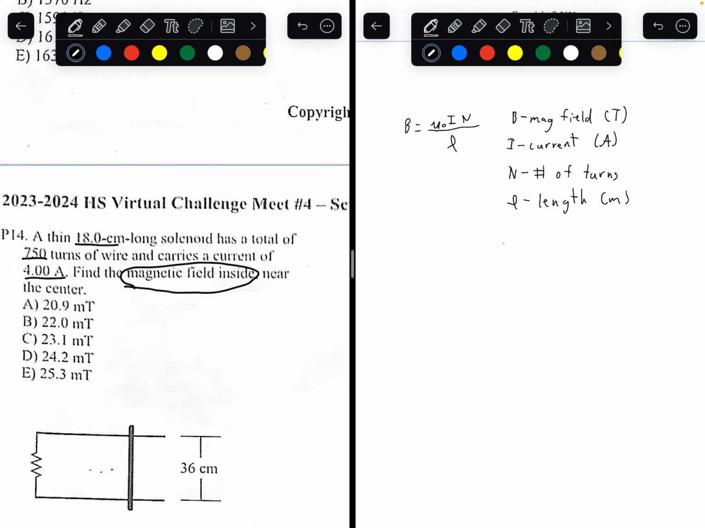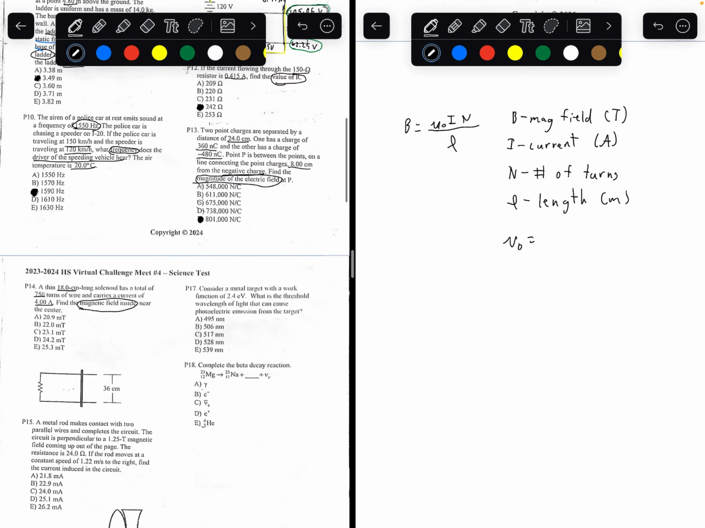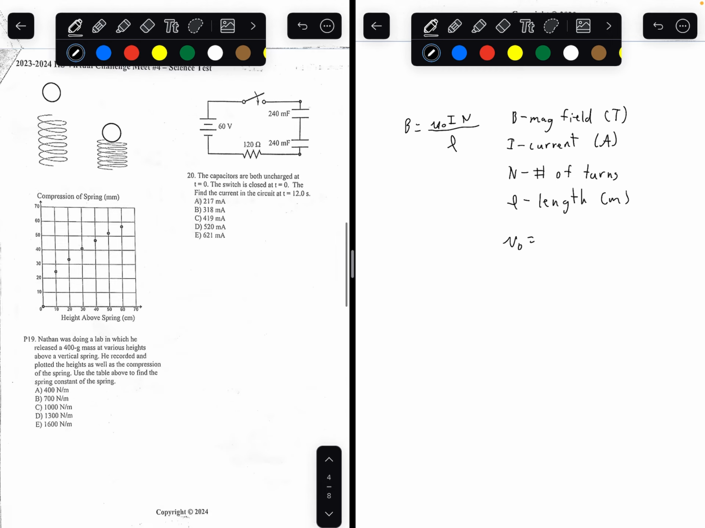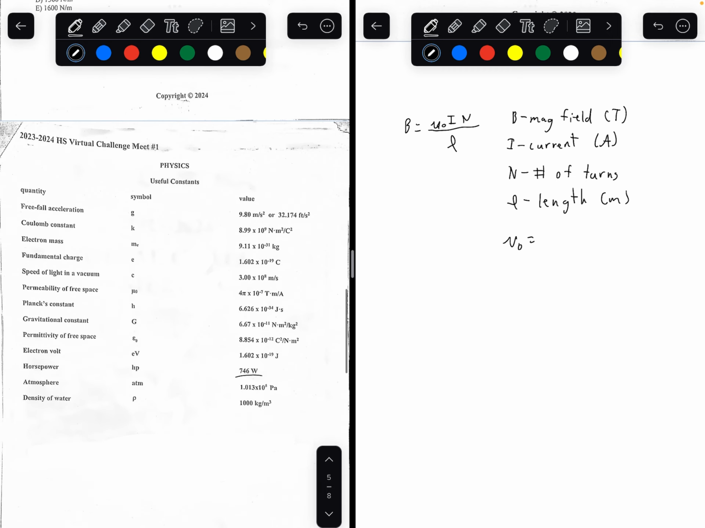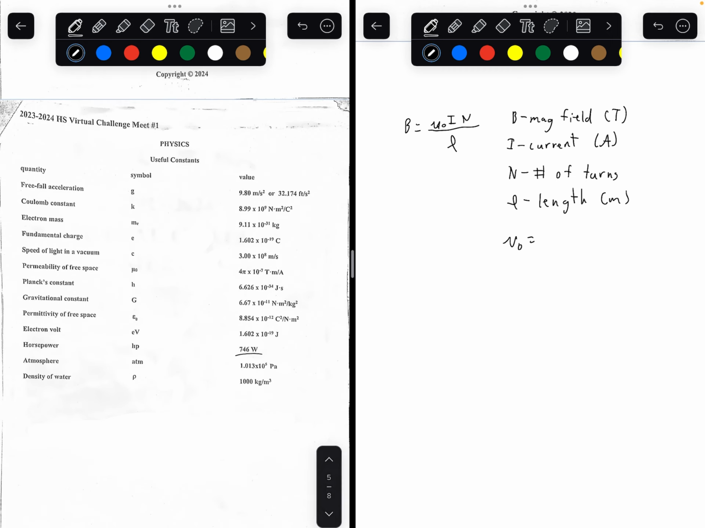And what is this weird U with an O symbol? That's called the permeability of free space. You find that down on your useful constants page. It's 4 pi times 10 to the power of negative 7.